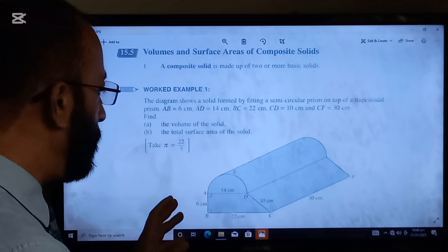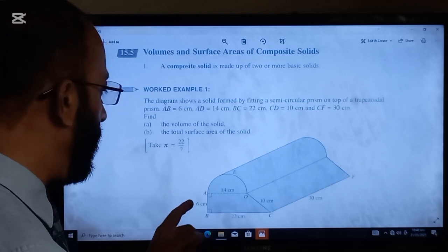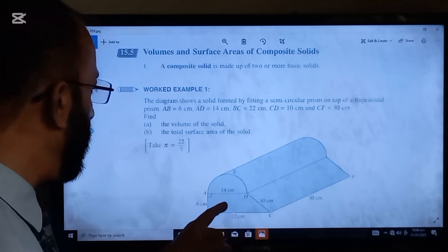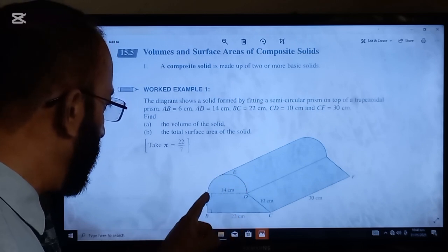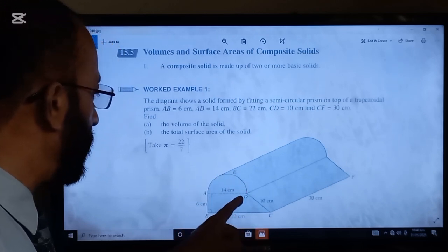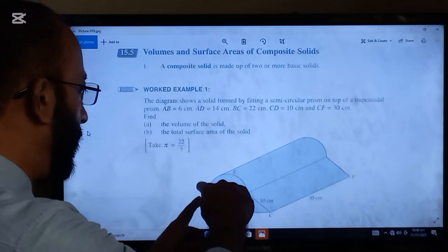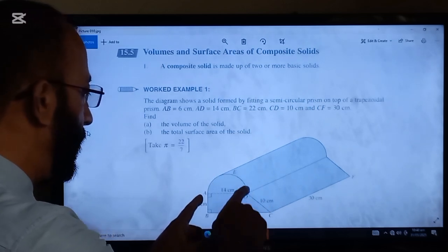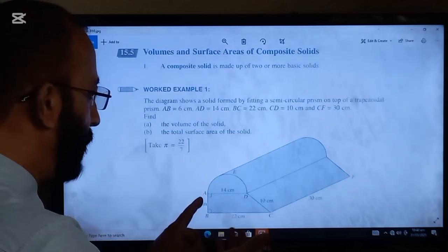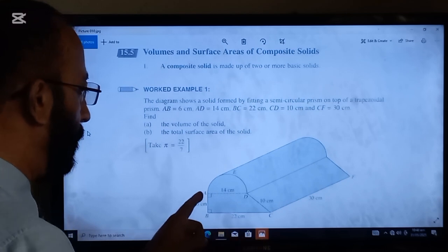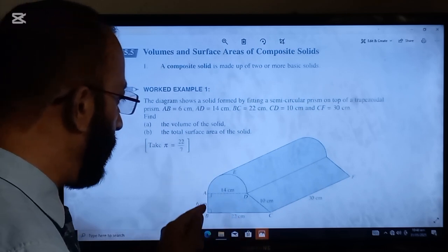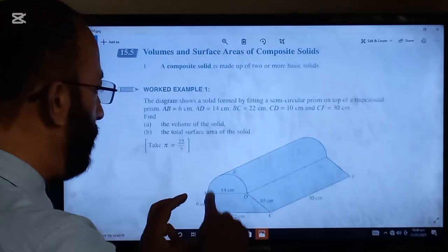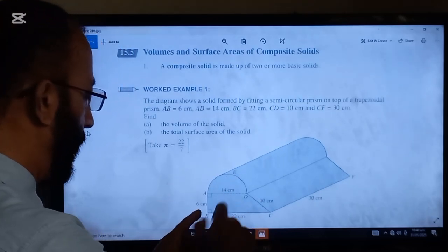Now we are going to find the perimeter of the cross-sectional area. This curved part should be found. This side and this side are already given, so actually this curved part is the only one missing. So 2 pi r divided by 2 will be the formula for finding the curved part. Then adding all these values will give you the perimeter of the cross-sectional area.